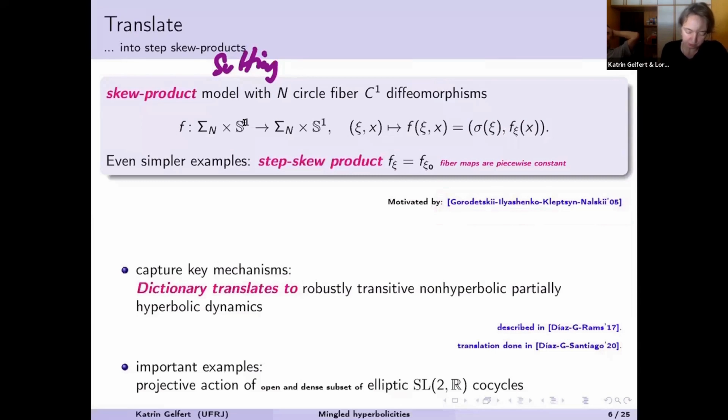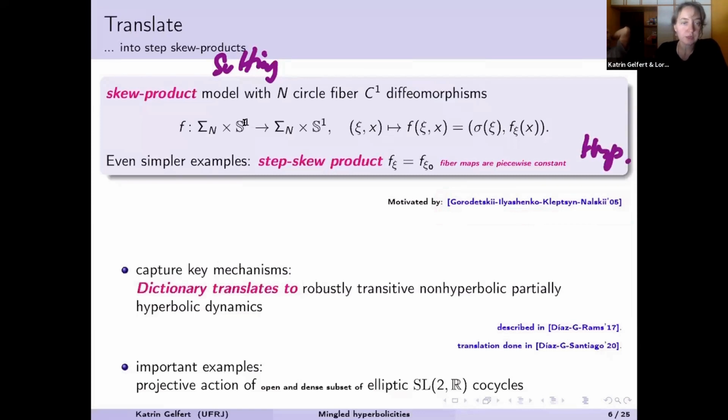One of the motivating and very inspiring papers is this one by Anton, Ilyashenko, Klepsin, and Nasky from 2005, where they also in fact studied ergodic non-hyperbolic measures. Let me just point out that there are such skew products that I will present, putting some hypotheses, which I will mention in a second.